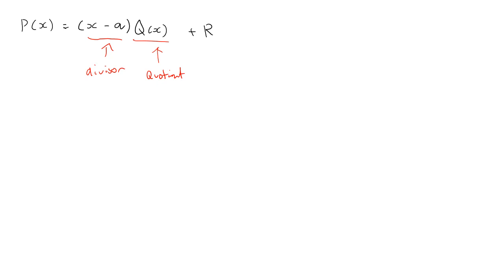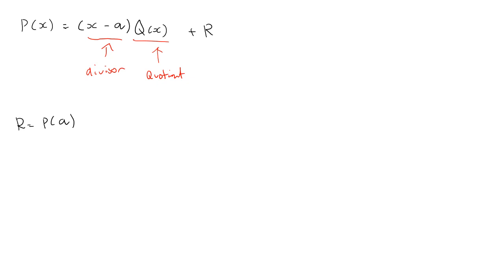But this remainder theorem allows us to find the remainder straight away without having to divide p(x) by x minus a. And this is the remainder theorem. If p(x) is divided by x minus a, then the remainder would be equal to p(a). So we substitute a into the function p.